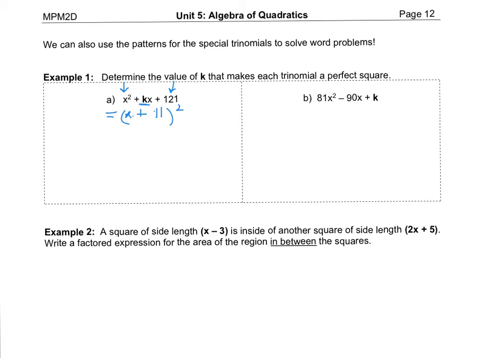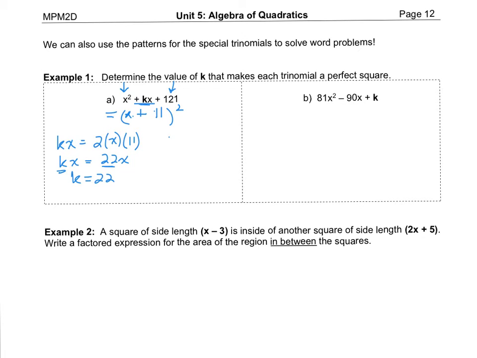If I have a plus there, I know that the kx has to be double the product. So my kx is going to equal double the product of the two terms. So kx is going to equal 22x, which then means, to be equal, the k has to be equal to 22.